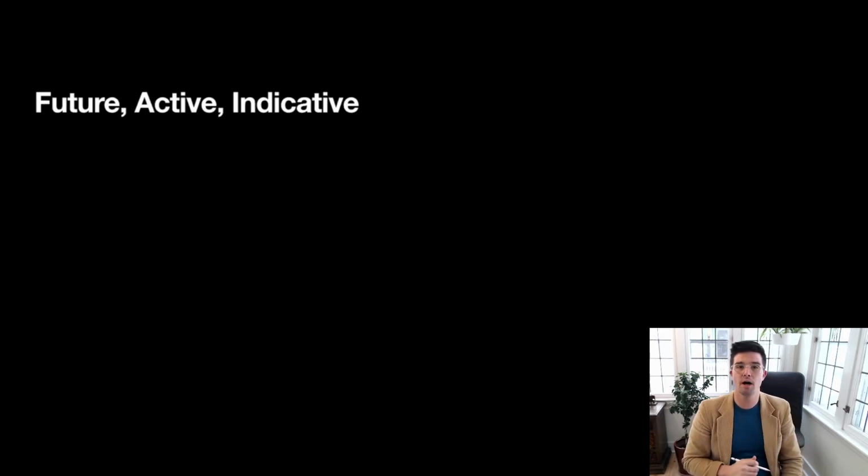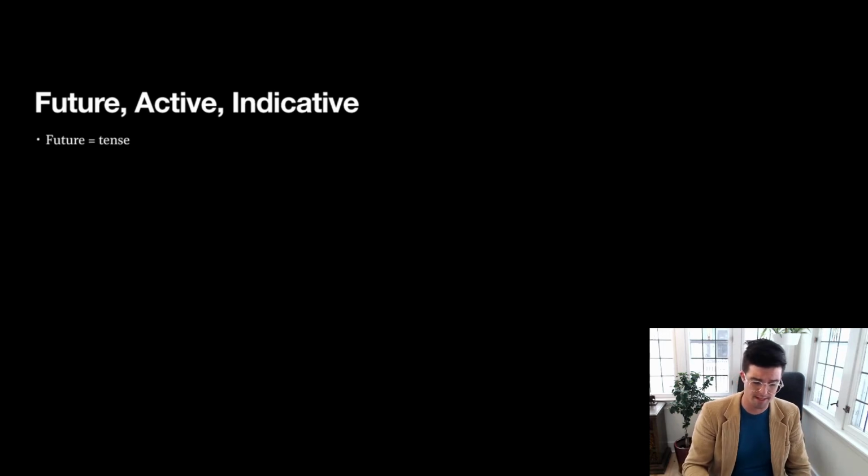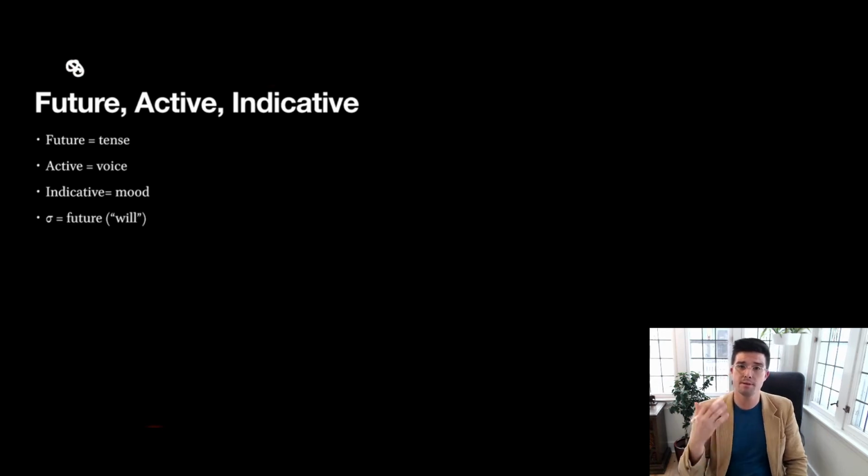All right, let's move on to the future active indicative, which is going to look very, very similar to the present active indicative. Once again, when we're talking about the future, we're talking about the tense of the verb. When we say active, we mean the voice of the verb. And when we say indicative, we mean the mood of the verb. And what's going to tell us that we are in the future tense for the active indicative is what is called the tense formative sigma.